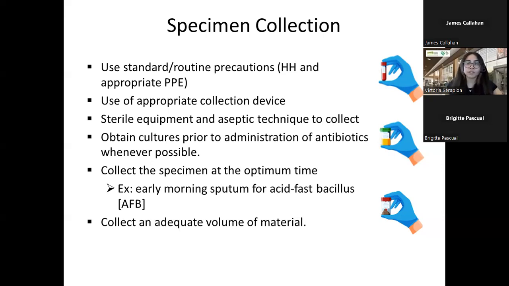You'll want to collect the culture prior to administration of any antibiotics when possible. If you're collecting sputum, for example, you want to collect the specimen at an optimum time. And you want to ensure that you have an adequate volume of material, as inadequate amounts of specimen may yield false negative results.